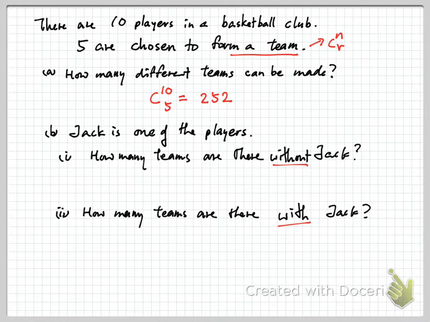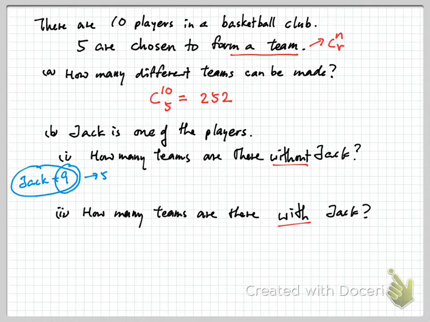Now, and then there's a hiccup. We have Jack. Jack is one of the players, so that means we have Jack plus 9 other players. Altogether, there are 10. Now, how many teams are there without Jack? How do you calculate this? Alright. Now, we can rethink the question in this way. We choose 5 players out of 10, but we are not allowed to choose Jack. That means we are only choosing among the 9 players. We choose 5 of them. Do you understand? Can you understand the question in this way?